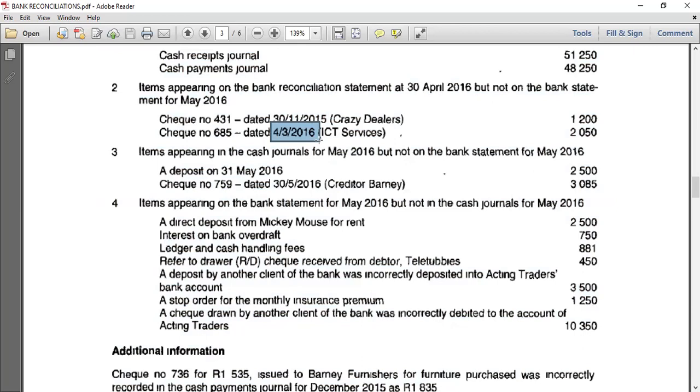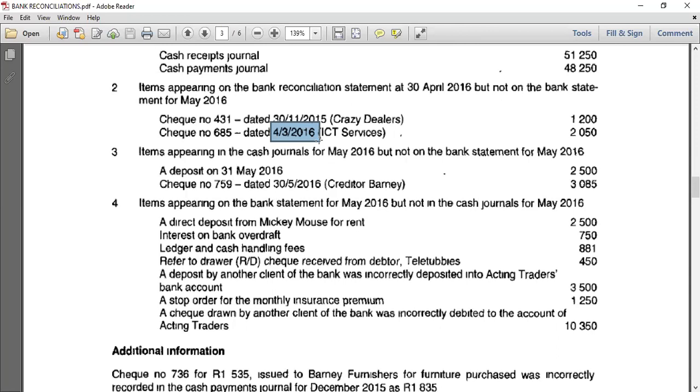Right, number 3, items appearing in the cash journals for May but not on the bank statement. If they are in the journals but not on the bank statement, they go to the bank reconciliation. Bona fide transactions appearing in our journals but not on the bank statement will be recorded in the bank reconciliation statement. So for now, we can just skip this number 3.